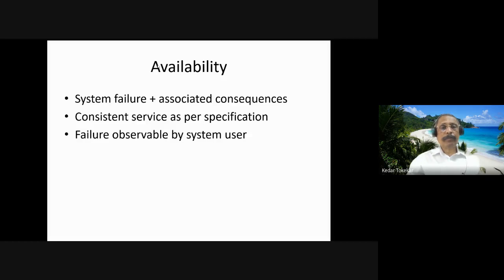Now, take a quality attribute concretely, say availability. It talks about a system failure and its associated consequences. If the system fails, what can be the consequences? Depending on that, people will try to define the availability for their system.